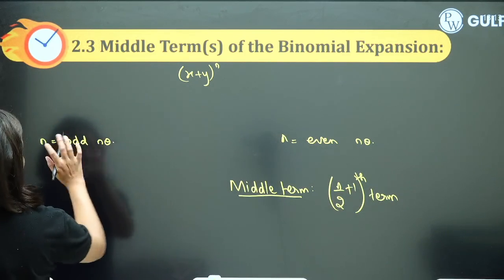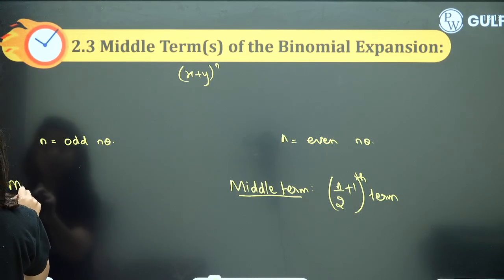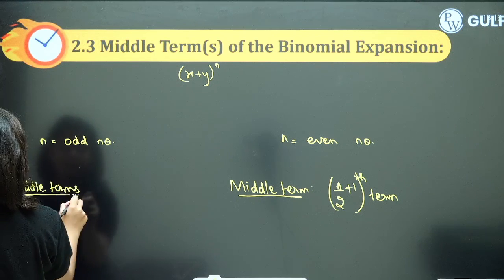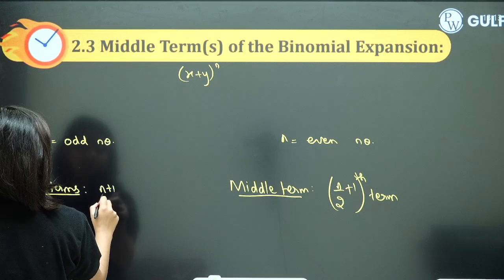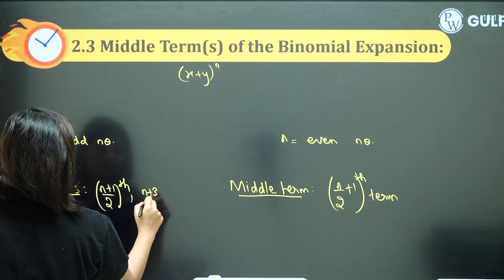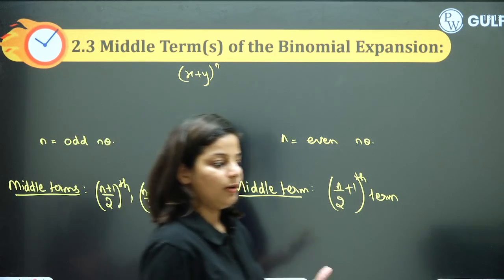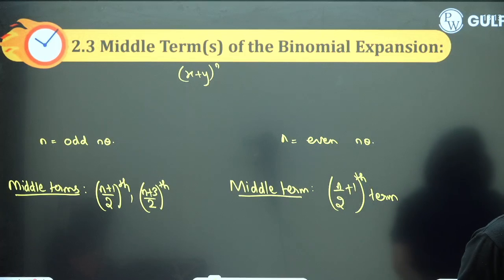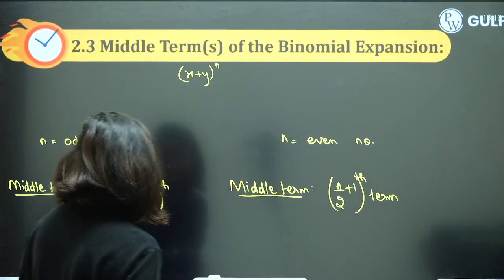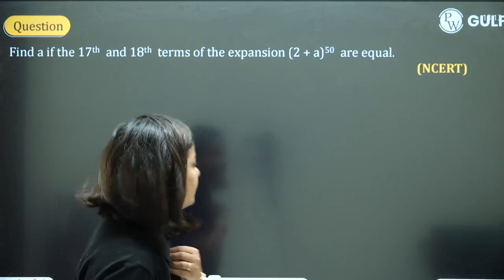But if n is odd, then on expansion you will have even number of terms. And there will be two middle terms. One will be n plus 1 by 2 and the other will be n plus 3 by 2th term. These two terms will be your middle term. Remember it very well. That's your formula. Let's do the questions on them and finish this chapter.